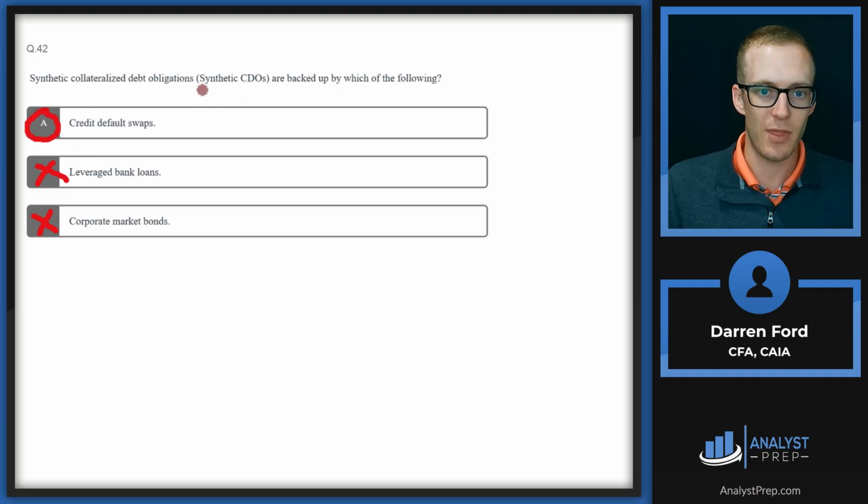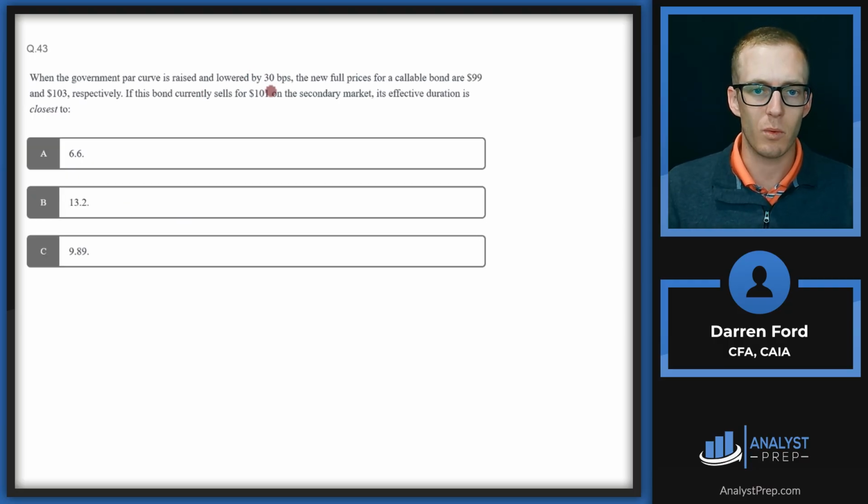And the key here is synthetic. When you see that synthetic, it means that it's normally going to be based on some type of derivative. And so that would indicate that we're looking at the swaps here, not actual bonds like in the leveraged bank loans or the corporate bonds. Answer A.